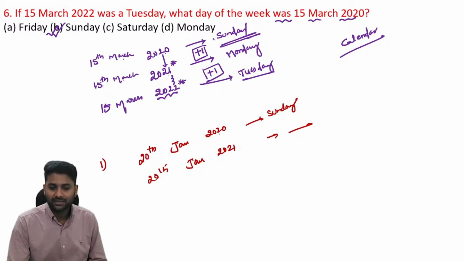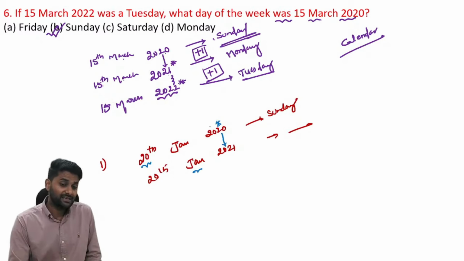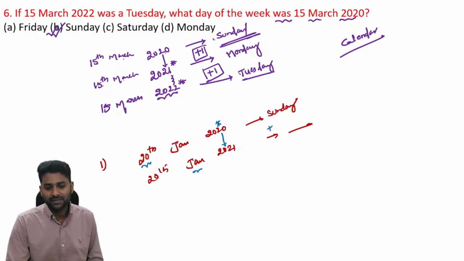Now again observe the calendar. From 2020 to 2021, it's a month of January to January. From January to January, February month covered in 2020. That's why here running year is 2020. 2020 is leap year. Leap year means calendar is shifted 2 days. So answer is Tuesday.